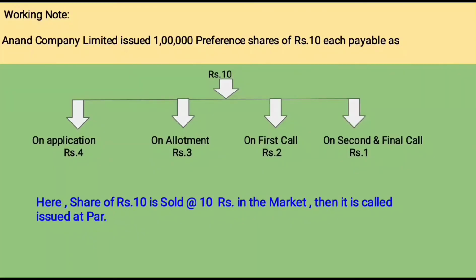See the working note. Anand Company Limited issued 1 lakh preference share of rupees 10 each, payable as. Now, in this 10 rupees, there are 4 stages involved, that is, on application rupees 4, on allotment rupees 3, on first call rupees 2, on second and final call rupees 1. Here, share of rupees 10 is sold at 10 rupees in the market. Therefore, it is called as issued at par. Issued at par means where the face value and market price is one and the same.